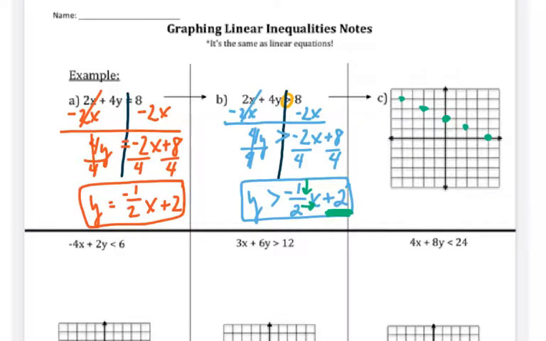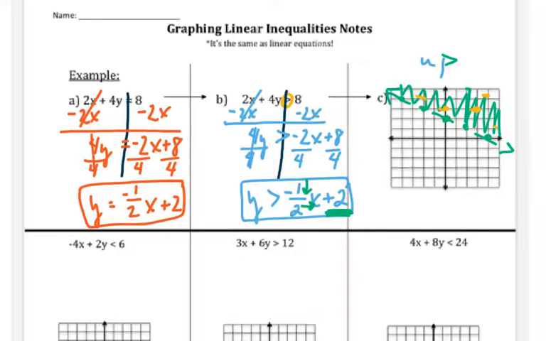Okay? This symbol does not have a line below it, so I can't draw a straight line. I need to draw a dashed line, so it has dashes. This symbol is the greater than sign. Greater than sign means we're going to shade up. So you put your pencil on any point and you drag it up. And then you color, color, color, color. So my solutions are any ordered pair that live in this colored area.